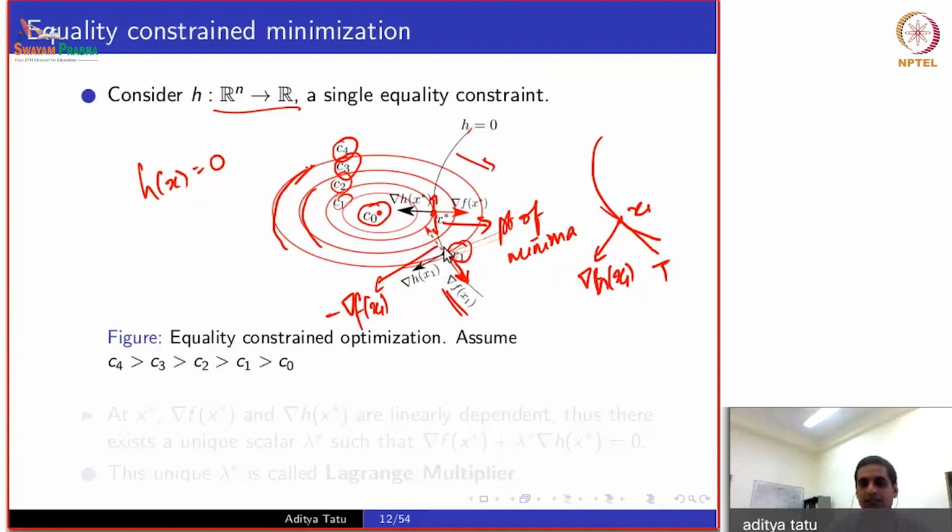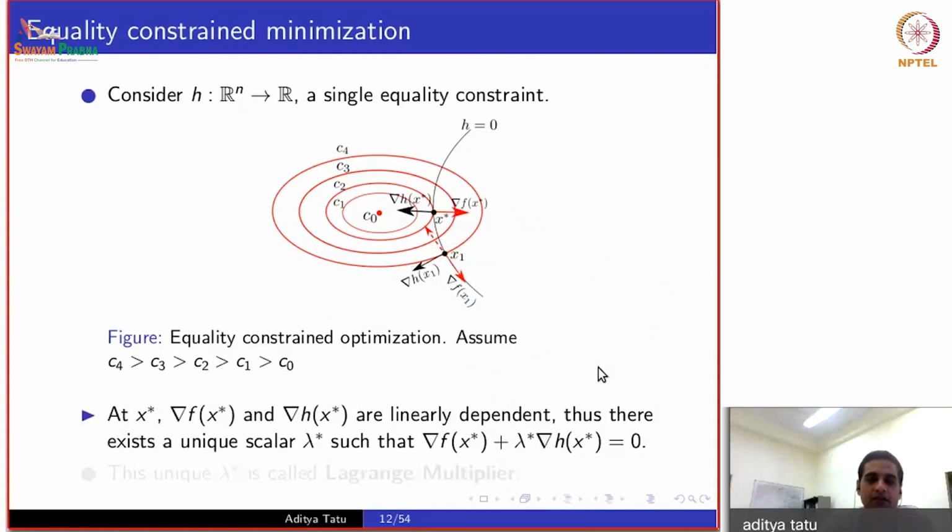Yes, sir. So the conclusion here is the point of minima x star is such that the gradient of h at x star and gradient of the cost function f at x star are aligned. They are either in opposite direction or in the same direction, whatever. Okay, so that is the condition. Although I have not done linear algebra before this, I hope you understand that it implies the same thing as saying that the vector gradient of f and the gradient of h are linearly dependent.